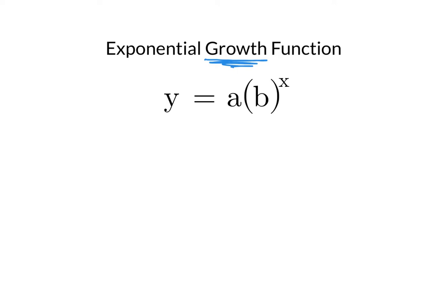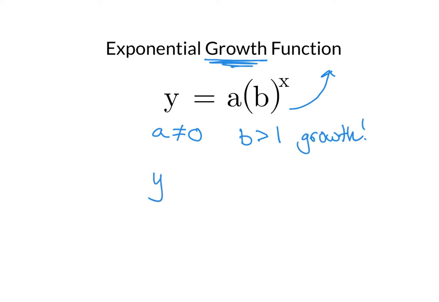All right, so for starters, my a value cannot be 0. And then for us to have something growing, the b value has to be greater than 1. So it's not just positive numbers, it's greater than 1. So an example could be y equals 2 times 3 to the power of x.